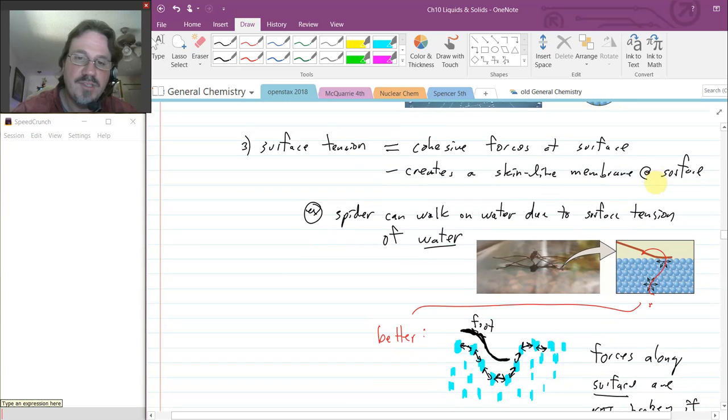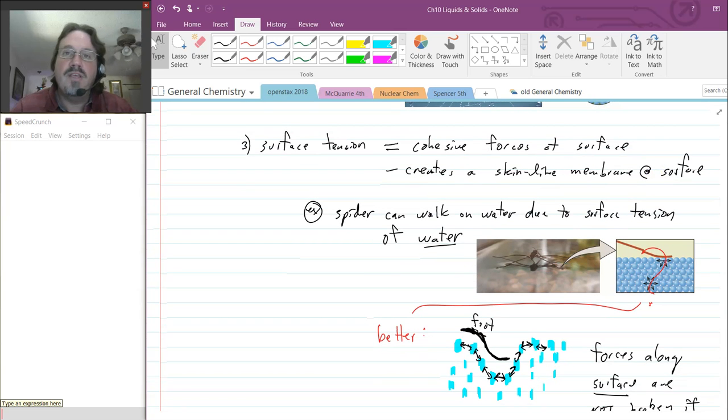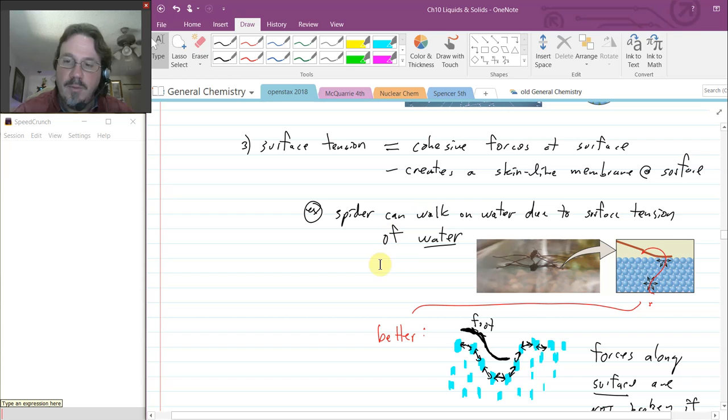Number three, surface tension. These are a type of cohesive force, but specifically right at the surface. So we're not necessarily talking about a droplet here. We've got a larger body of this liquid, and so you're looking at the surface of the liquid. And what does that look like? The book has this picture with these same arrows. I don't really love that picture here.